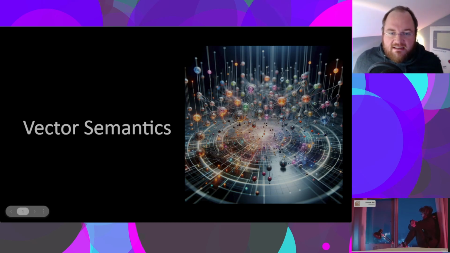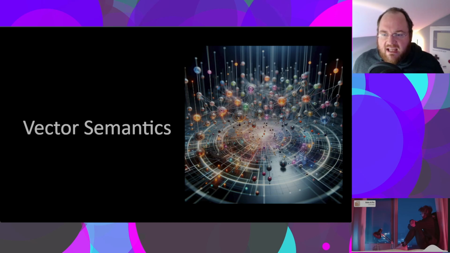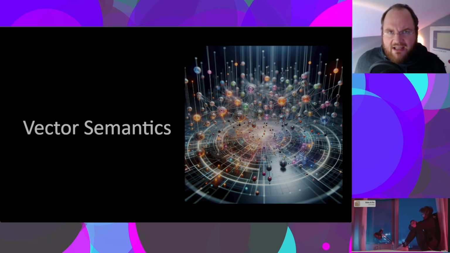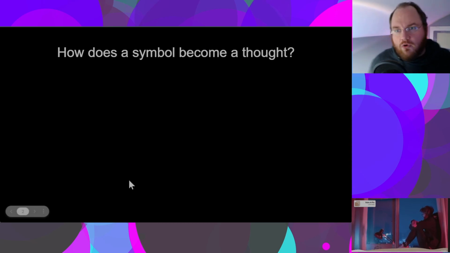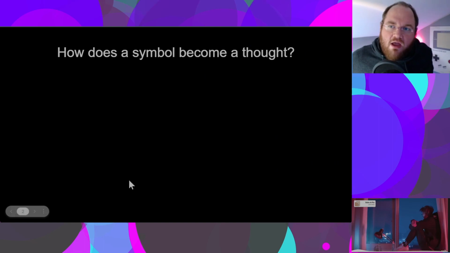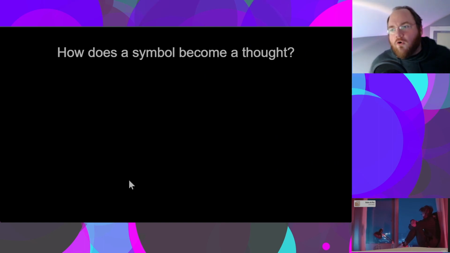Vector semantics is one of these things that is a little bit of a far out concept when you're not used to talking about language in a programmatic way. Let's go. So, also this is an image drawn by a robot, of course, as all these start with now. Okay, so here's the core premise.